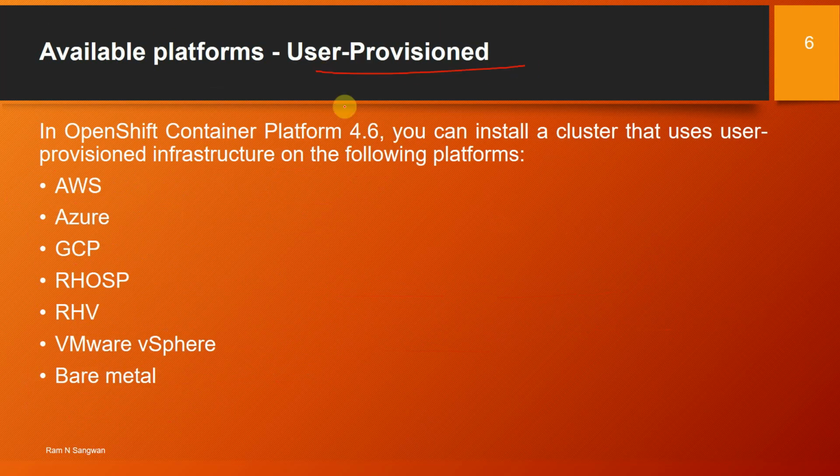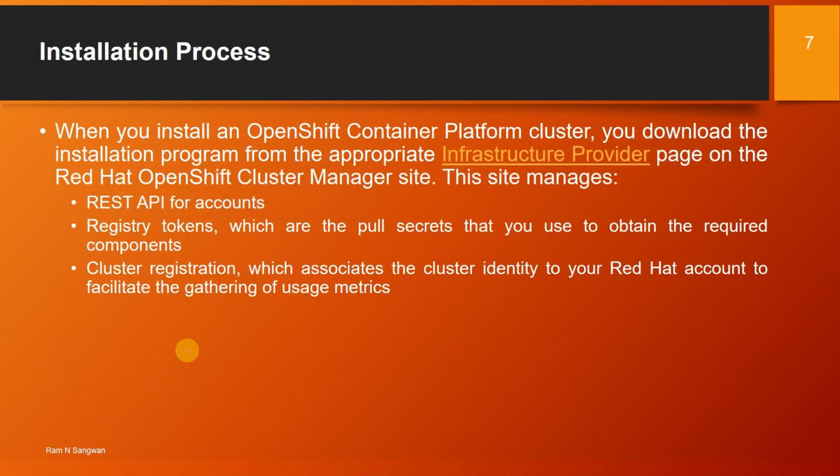Available platforms, user provisioned. In OpenShift Container Platform 4.6, you can install a cluster that uses user provisioned infrastructure on AWS, Azure, Google Cloud, RHOSP, that is OpenStack, RHV, virtualization, VMware vSphere, and bare metal. The additional one is bare metal, physical machines.